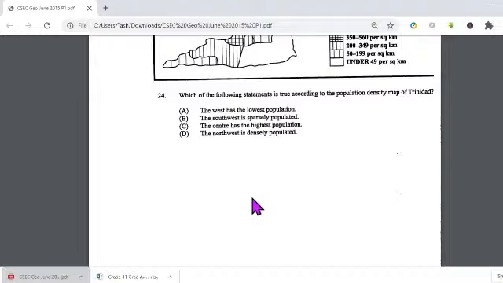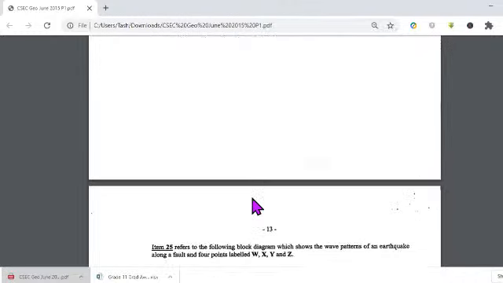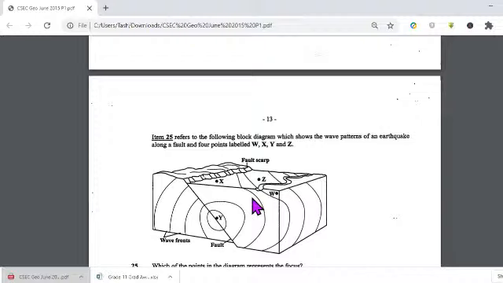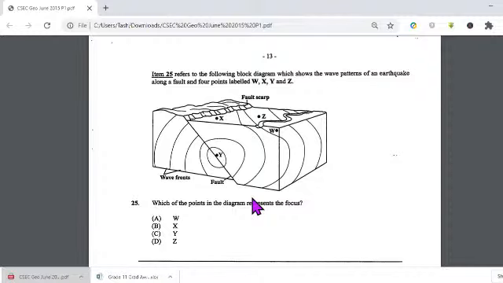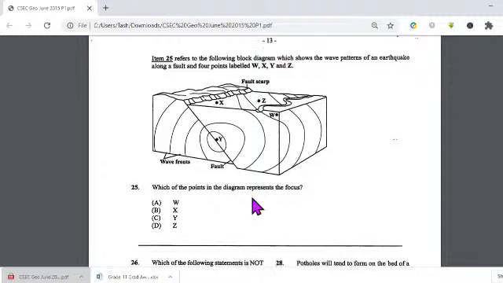So we are at number 25. Item 25 refers to the following block diagram, which shows the wave patterns of an earthquake. Which of the points in the diagram represents the focus? So we are seeing wave fronts, we are seeing our fault, and we are seeing this point at Y, this point at X, this point at W, and this point at Z. So which of the points in the diagram represents the focus?